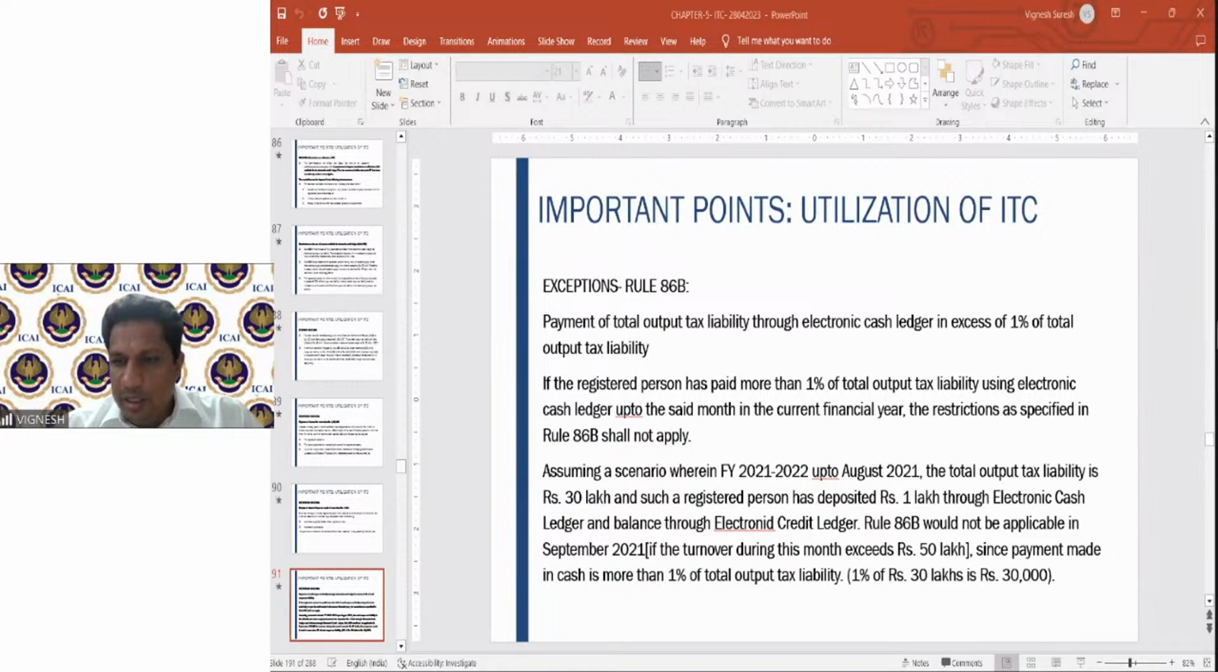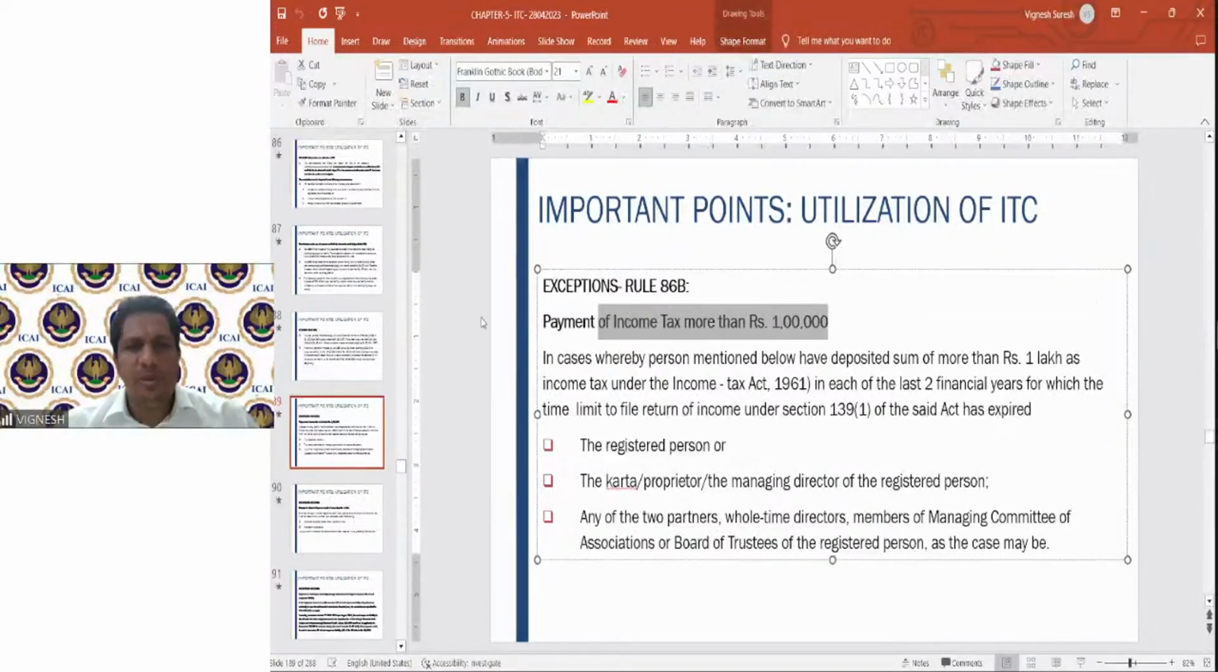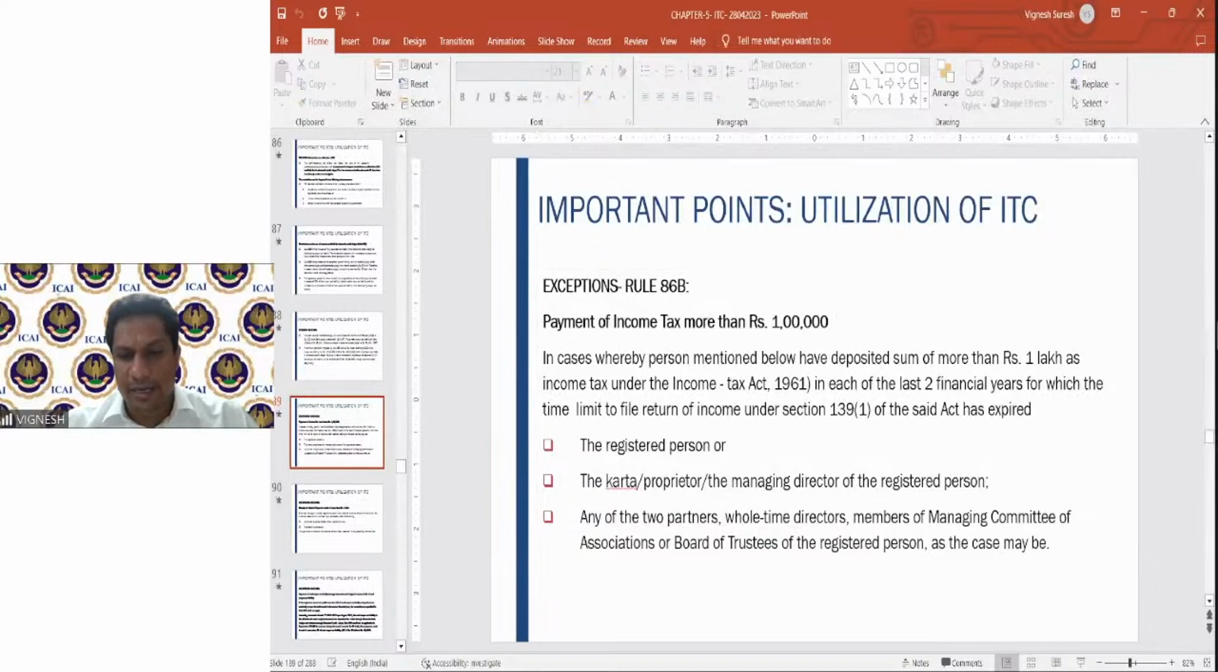Please summarize income tax point 86B. Only tax. It doesn't say interest or penalty. It uses the word tax. It uses income tax more than 1 lakh. I just mentioned that. Is it clear or should I tell again?